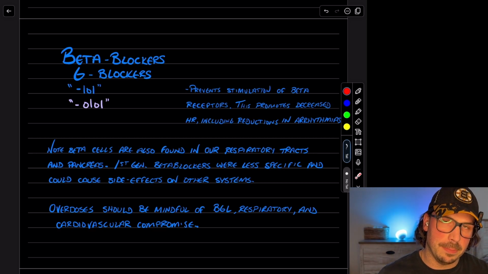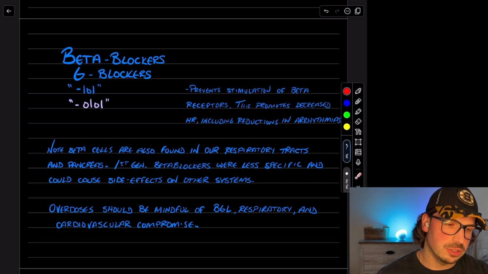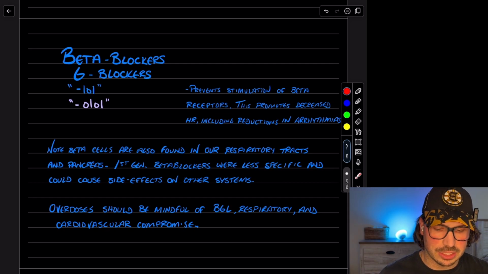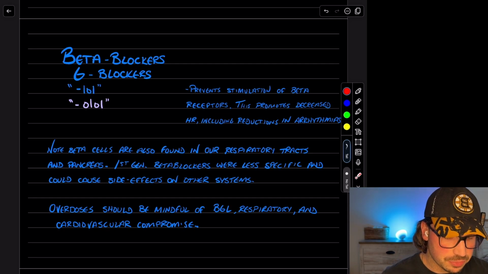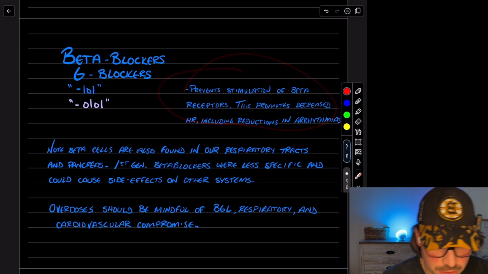So if you're blocking beta receptors, remember there are other systems that also use those, but the primary reason they give a beta blocker is to slow the heart rate, slow the contractile force, cause some vasodilation, relax all those beta receptors, right? So again, right in here, that's what I wrote down.